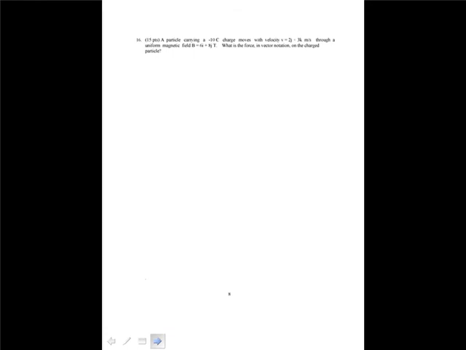A particle carrying a minus 10 coulomb charge moves with the velocity given here. What is the force in vector notation on the charged particle? Alright, we just want to do F equals QV cross B.